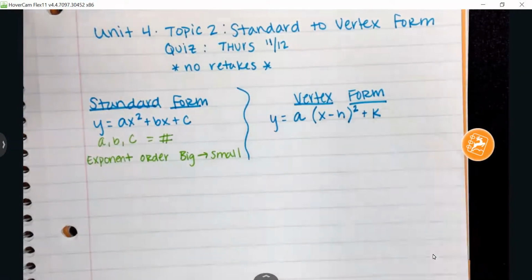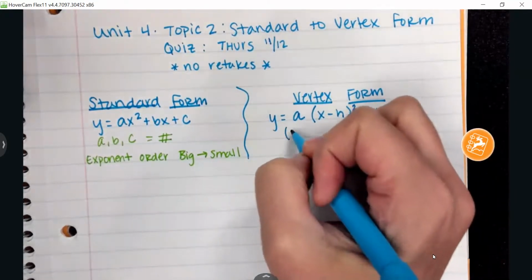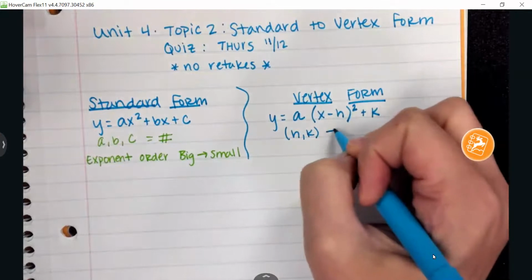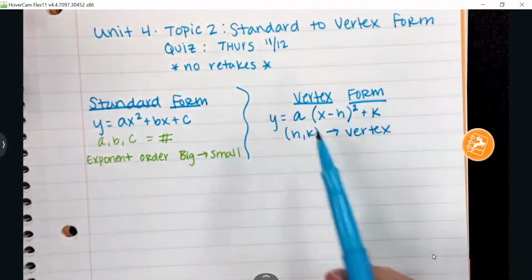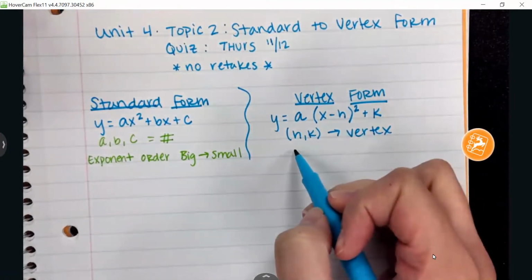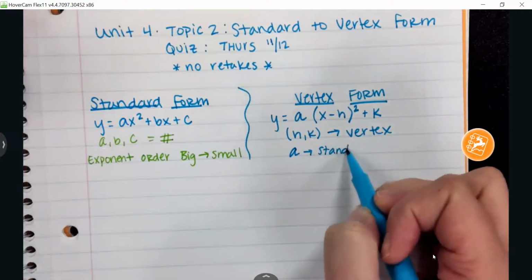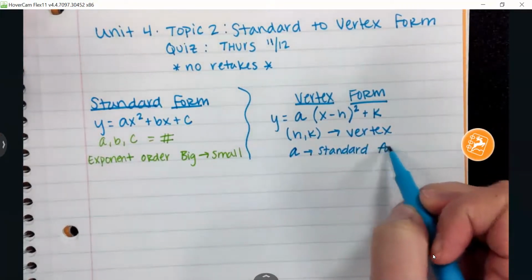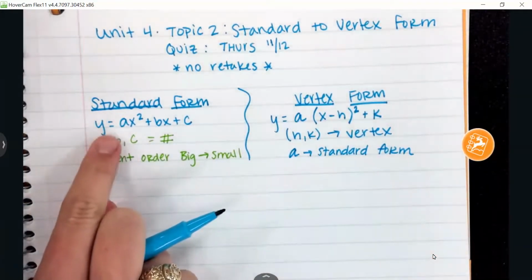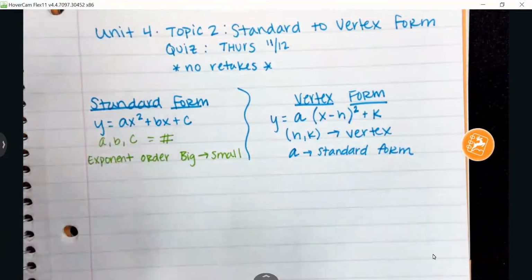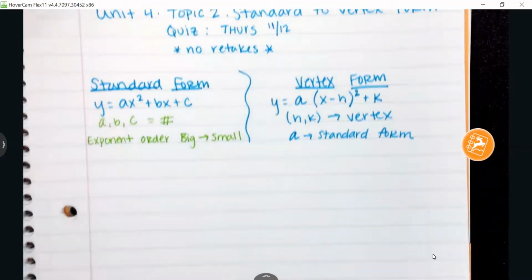What does H and K stand for? The point of your vertex. H comma K, same thing as last topic, that is your vertex. This letter A actually comes from the standard form equation, and I'll show you what I mean in just a minute. That A comes from this standard form, okay? I didn't do very good with my color coordinating there. I forgot to switch, huh?